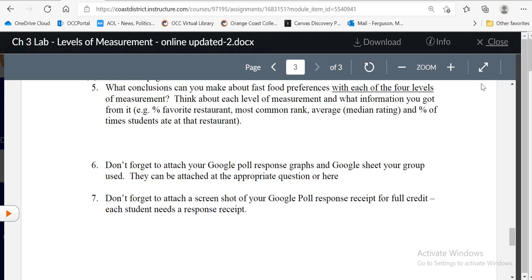All right, hopefully that helps clarify some things. I think it's a fun lab. It's a good way to, again, reinforce what those levels of measurement are.